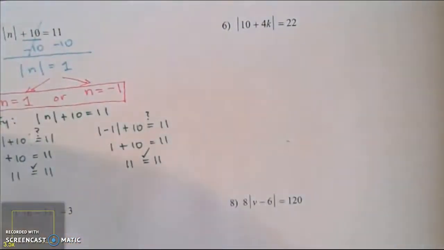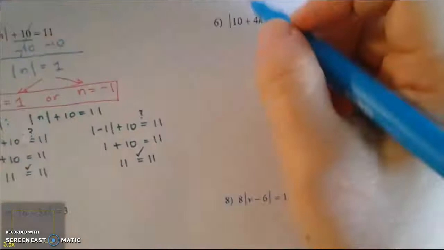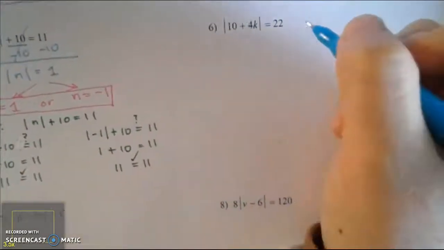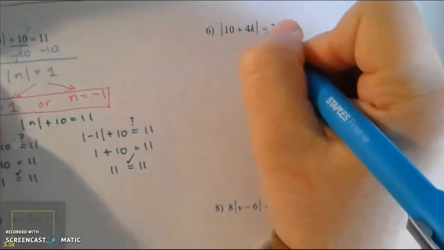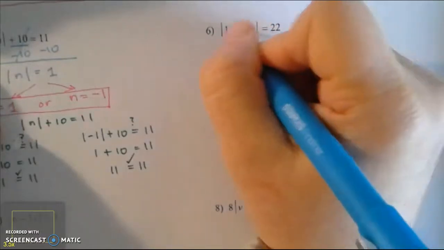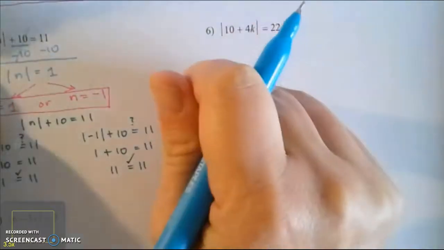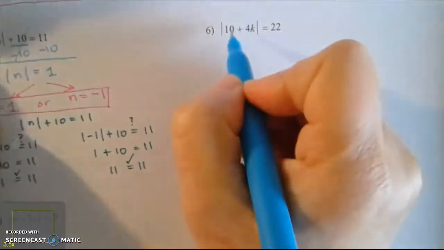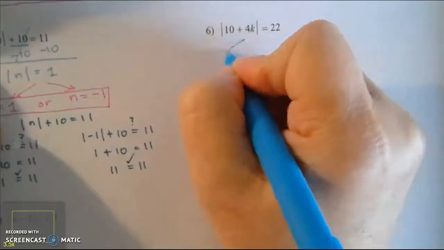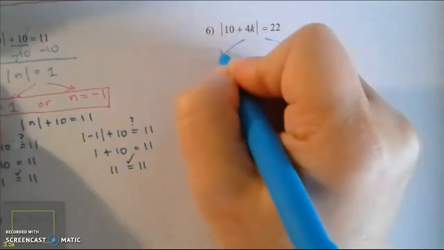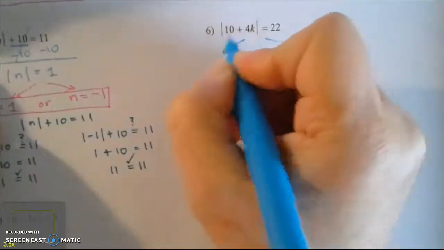Let's go on to number 6. Now on number 6, I just have the absolute value of something is equal to 22. I just have the absolute value symbol on the left-hand side. It does not matter what's inside. So I just have an isolated absolute value symbol. That means I am ready to break it into two different branches.